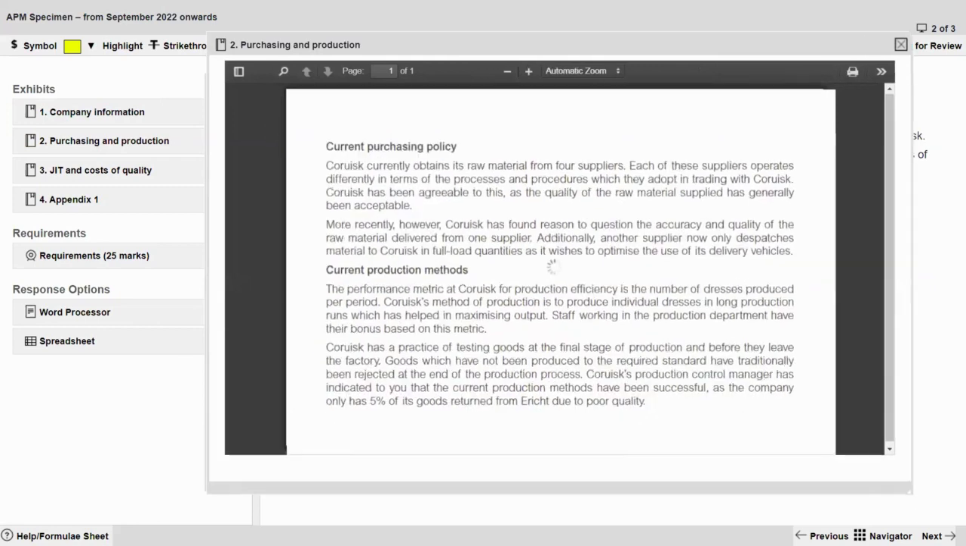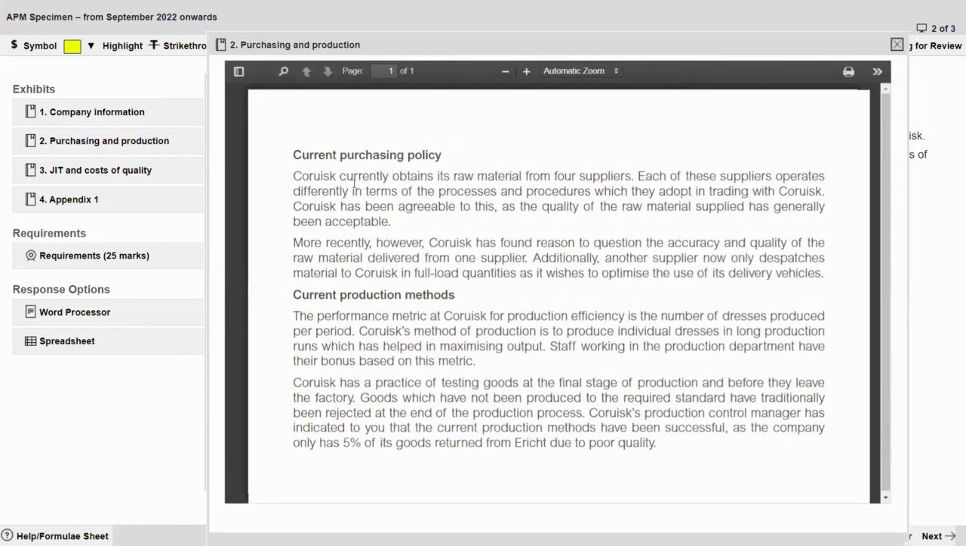Now it says the current purchasing policy: the company currently obtains its raw material from 4 suppliers. So we are obtaining it from 4 suppliers. Each of these suppliers operates differently in terms of the processes and procedures. So you see, when you are reading the question, you got to understand where the question is taking you.